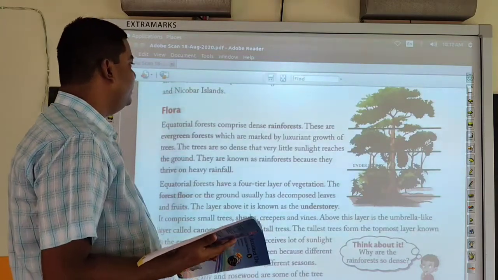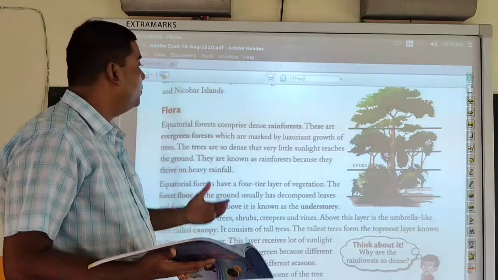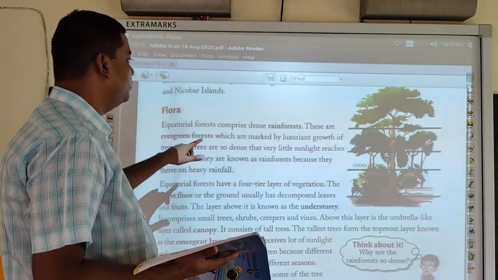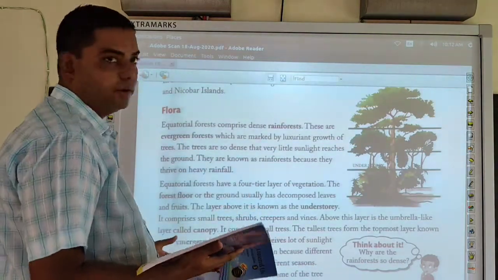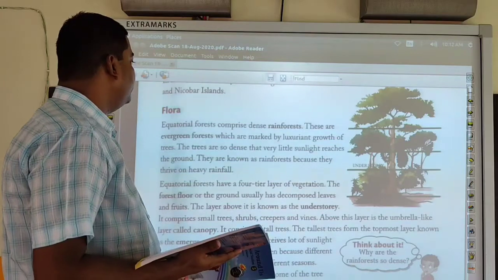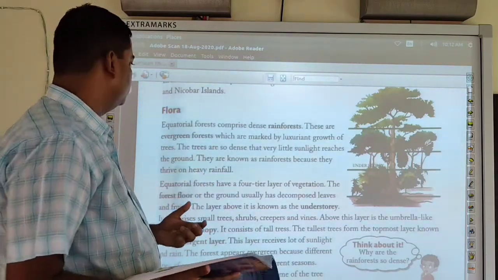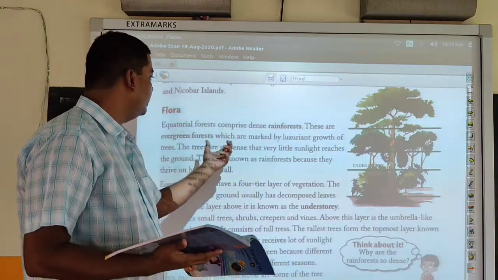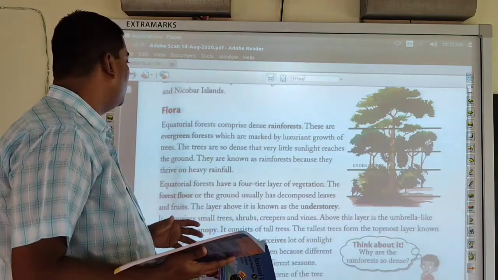So, equatorial regions are filled with dense rainforests. Now, what are these? These are evergreen forests which are marked by luxuriant growth of trees. So, abundant growth of trees is found, and the trees are so dense that very little sunlight reaches the ground. They are also known as rainforests because they thrive on heavy rainfall.